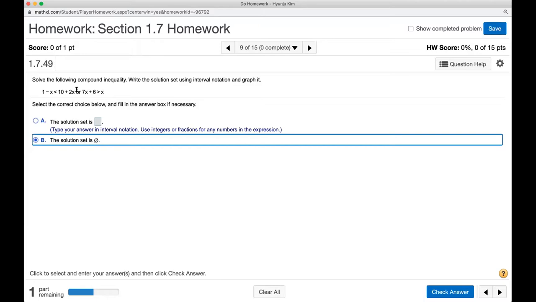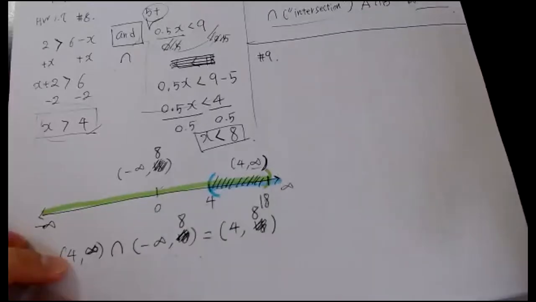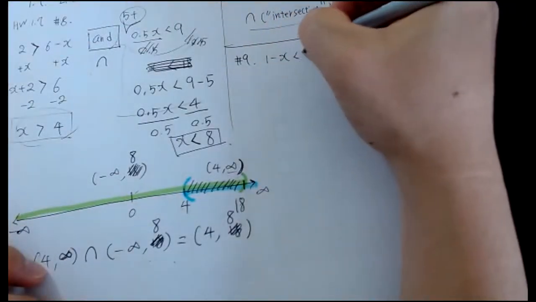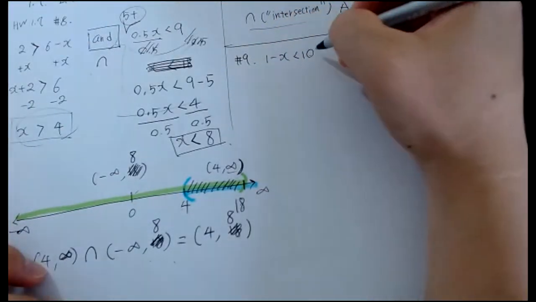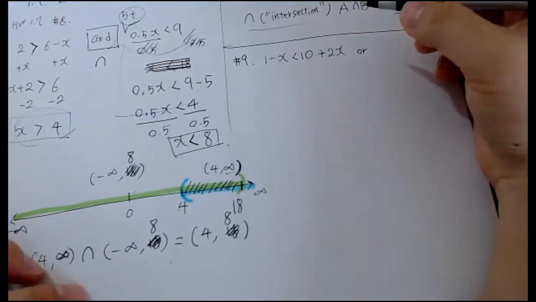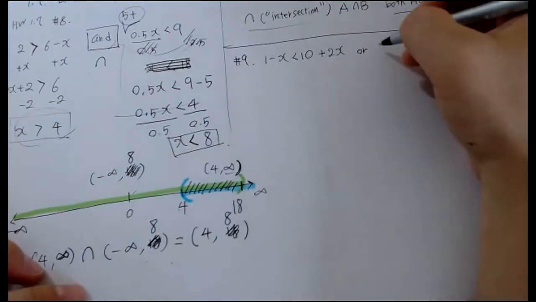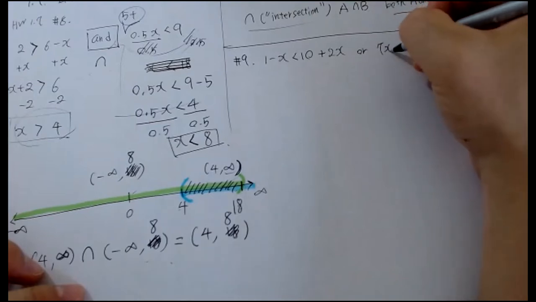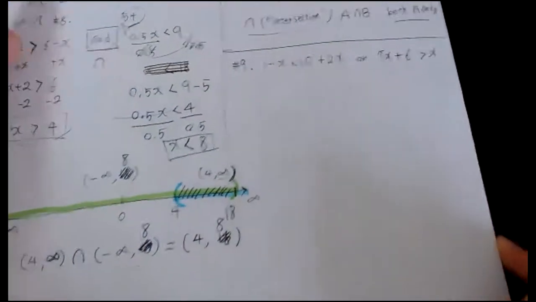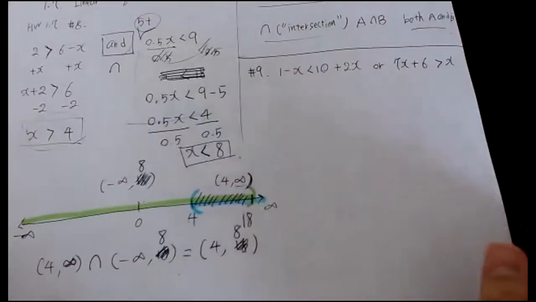So this is problem 9. All right. So problem 9. 1 minus x is less than 10 plus 2x. Let me carefully copy the problems. So this time I don't want to make a mistake again.